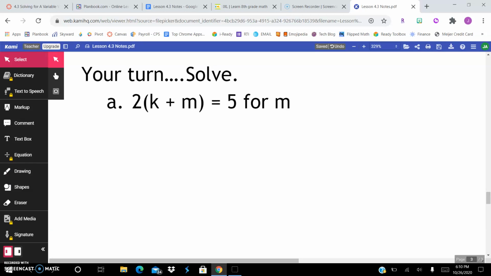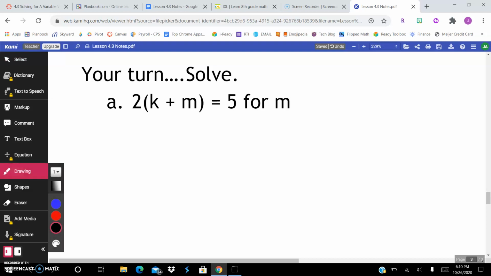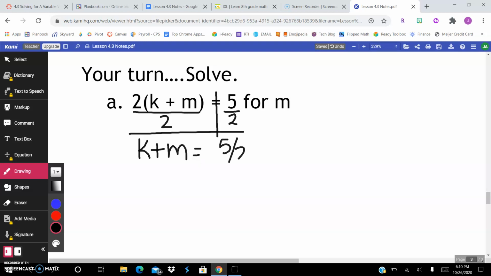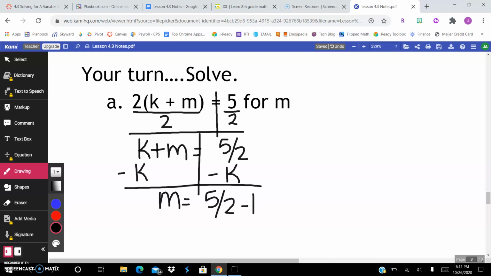And your turn. I'm going to give you a couple of seconds here, pause the video and solve this and see if you come up with the same answer that I get. So to solve this for m, I'm going to divide both sides by 2. And I would have k plus m equals 5 divided by 2. Then I want to get rid of that k. It's a positive k, so I'm going to subtract k from both sides. And I would have m equals 5/2 minus k.